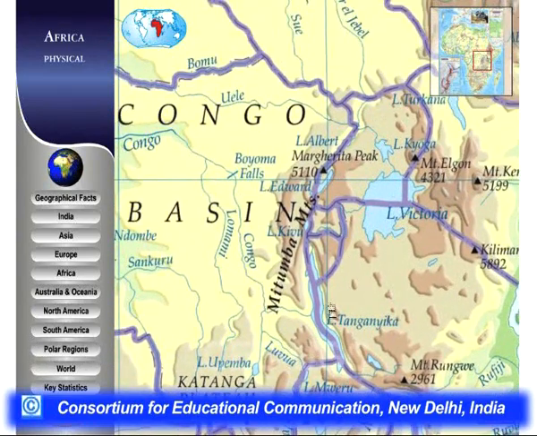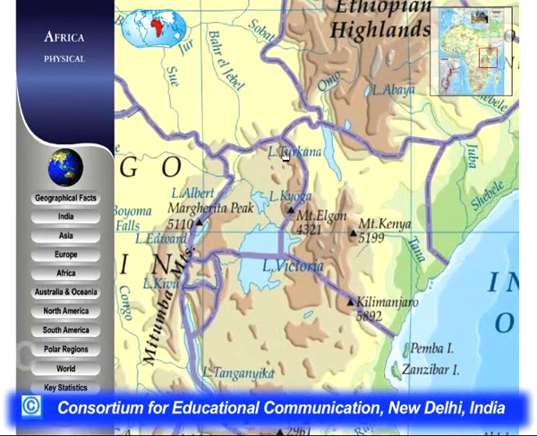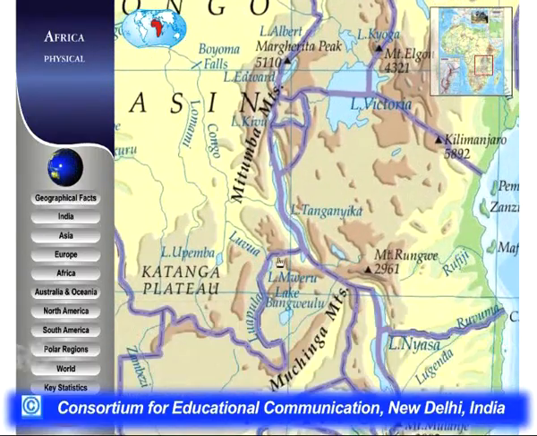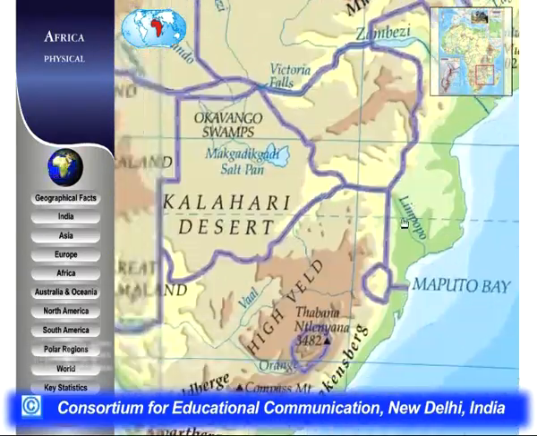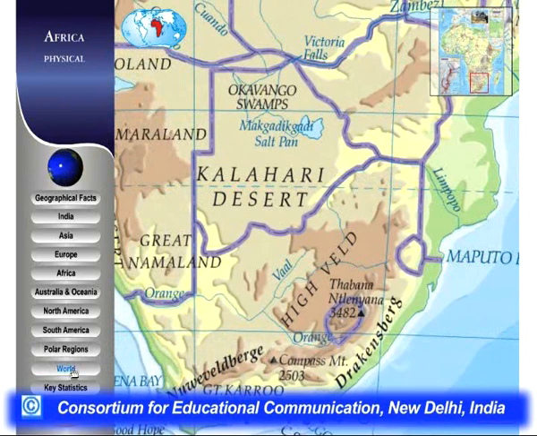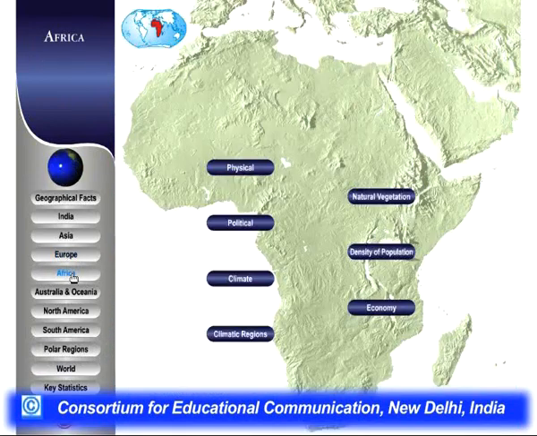Lake Tanganyika is the longest Rift Valley lake in the world. Lake Kivu, Lake Edward, Lake Albert, and Lake Rudolph, also called Turkana. These lakes are fault valley lakes. There is a fault line in the African continent, and this fault line is perhaps the longest fault line in the world.